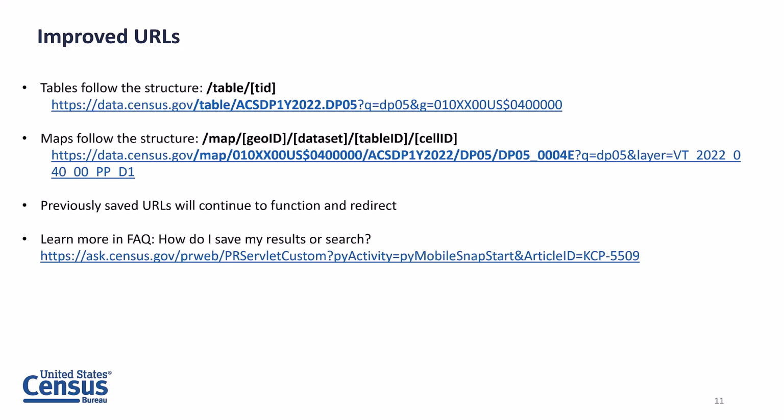The reason that we applied these updates is just to make it easier for external search engines to be able to access and understand the content on data.census.gov so that it can link to it more easily. If you'd like more details about all of the components of a URL, we did include these updates in the FAQ documentation, how do I save my results or search, so you're welcome to visit that for the most up-to-date information.